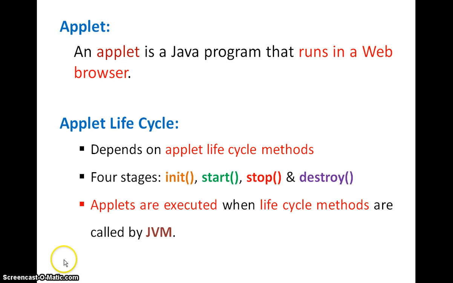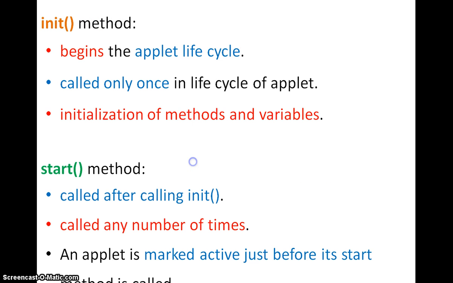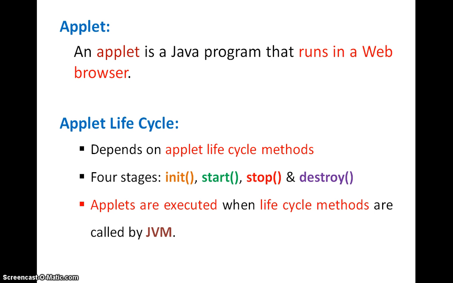During the applet's life cycle, that is, during the execution of the applet, it undergoes different states of its life cycle, which are defined by different methods: init, start, stop and destroy. Applets are executed when the JVM calls these different life cycle methods.